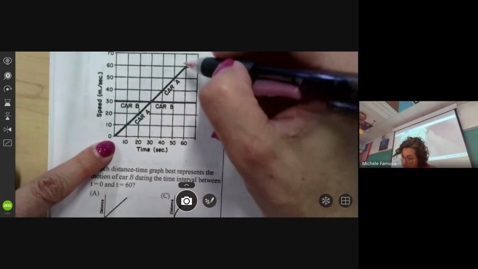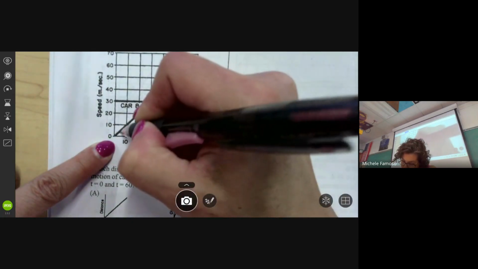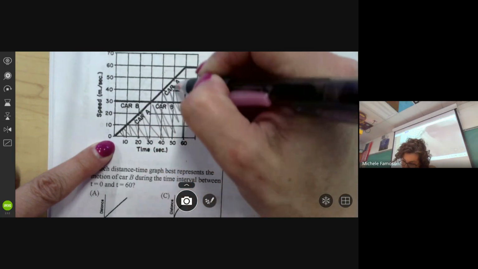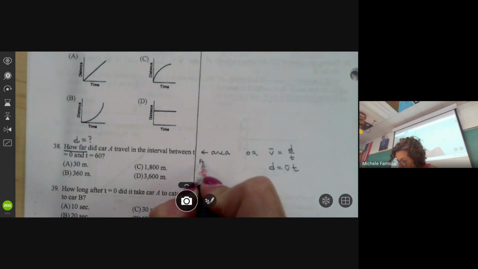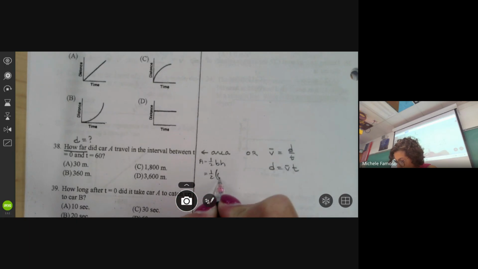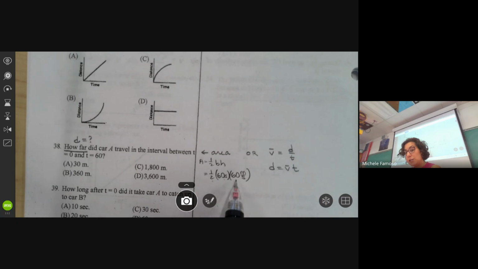There's the line. So if I look at the area, I'm looking at that shape there, which is a, what shape? Triangle. The base of that triangle is 60 seconds. The height of that triangle is 60 meters per second. Half of 60 is 30. 30 times 60 is 1,800. So that's one way to get choice C.